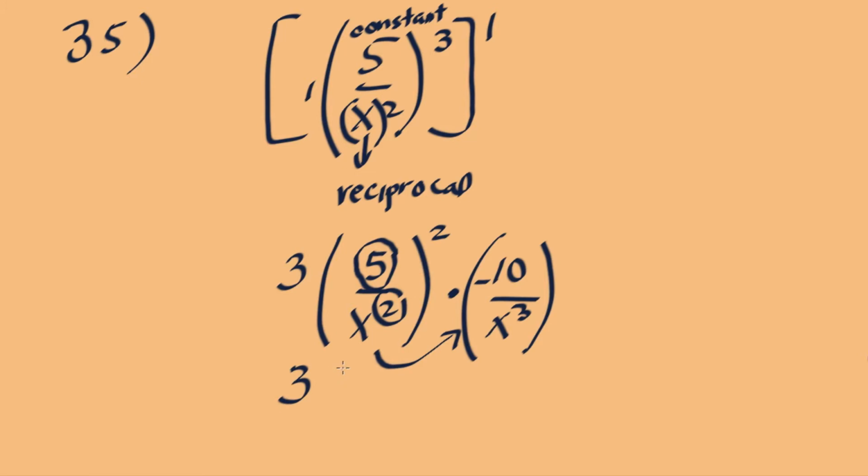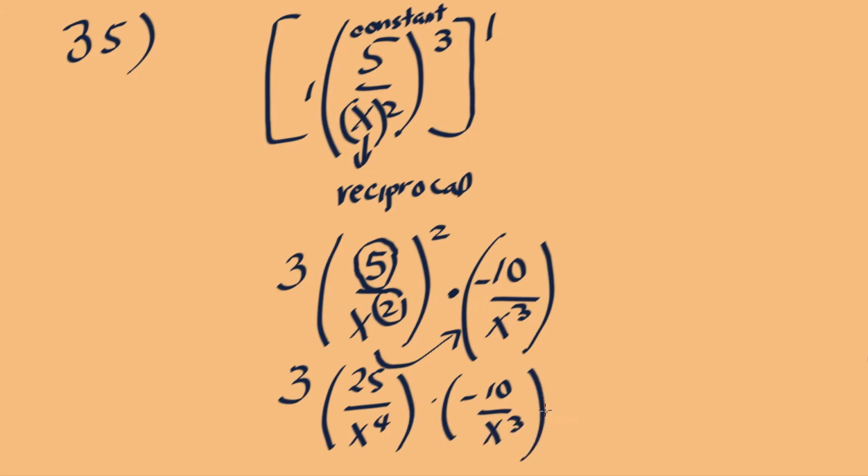Now, all we have to do is raise this to the second power, which is 25 over x to the fourth, multiplied by negative 10 over x cubed. And again, 25 times 3 is 75 times negative 10 is negative 750 over x to the 7. You added the exponents 4 and 3.